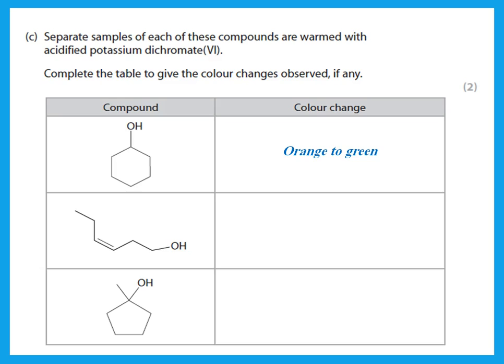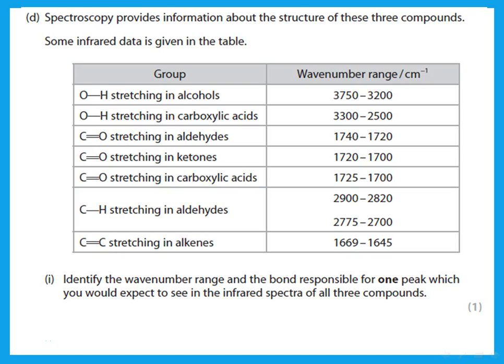Then this second one is what? It's a primary alcohol. Yes, it will be oxidized. So the dichromate will change from orange to green because the primary alcohol forms an acid. Now that last one is a what? It's a tertiary alcohol. Tertiary alcohols cannot be oxidized. So if I put potassium dichromate, there is no change.